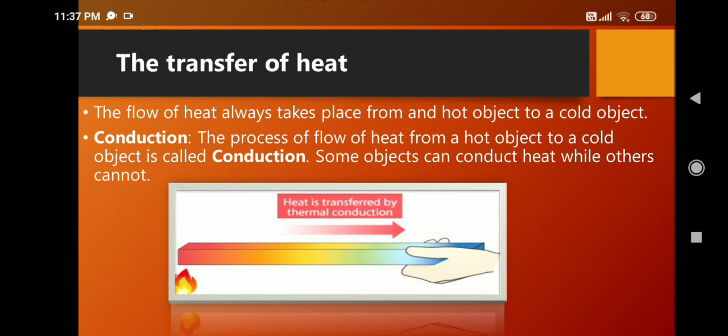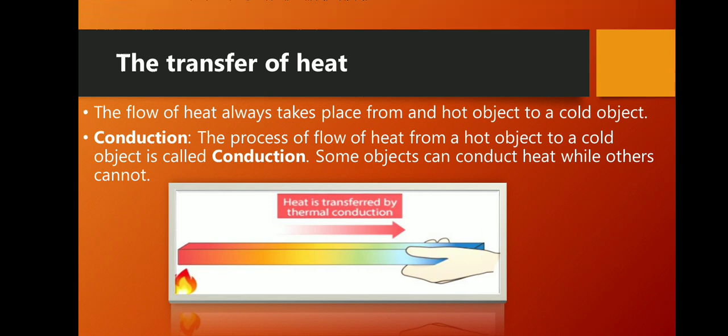Now, the transfer of heat. There are three different ways by which heat can be transferred. We can say that there are three modes of transfer of heat: conduction, convection, and radiation. Now, heat is measured in calories or joules. The SI unit in which heat is measured is joule, which is represented by J.